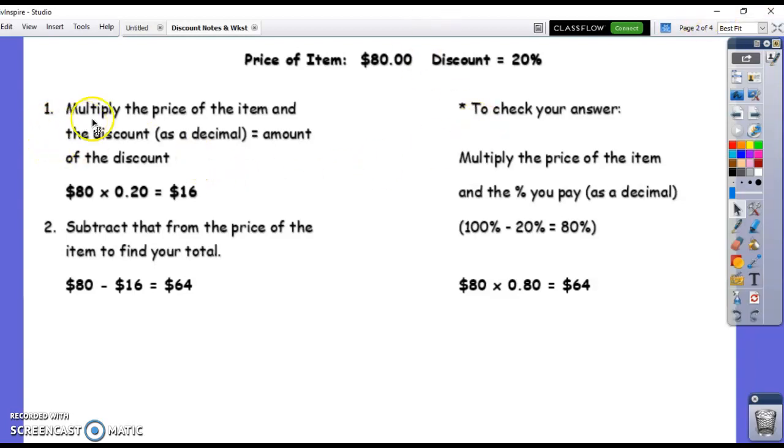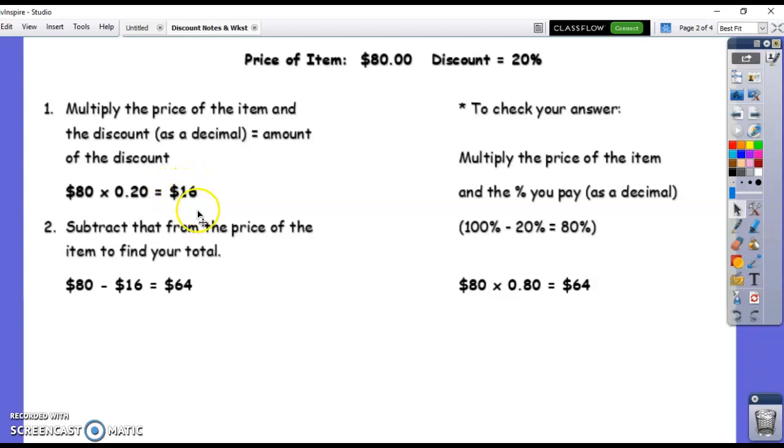So step 1. Multiply the price of the item and the discount as a decimal. Okay, this will give you the amount of the discount. So I'm going to take my $80 and multiply it by 0.20 or 0.2, and I get $16. So this is how much I get to take off of the price. This is how much I do not have to pay.